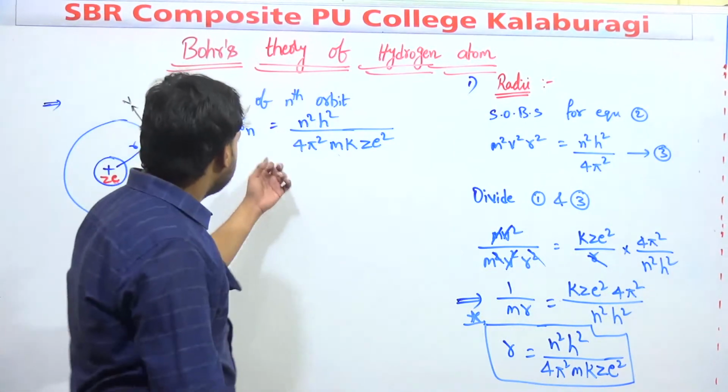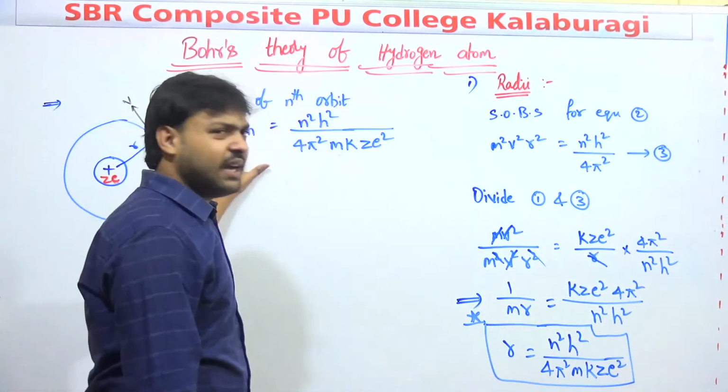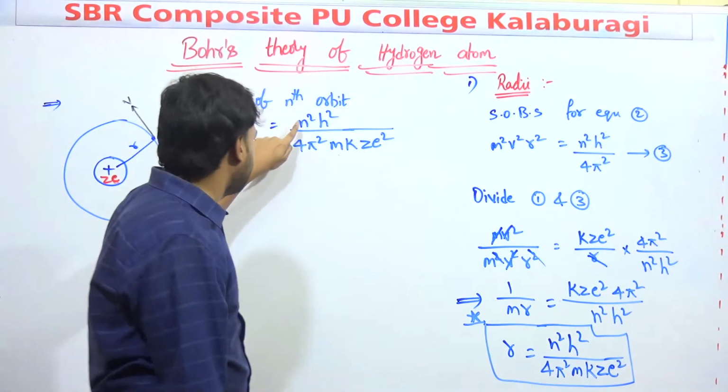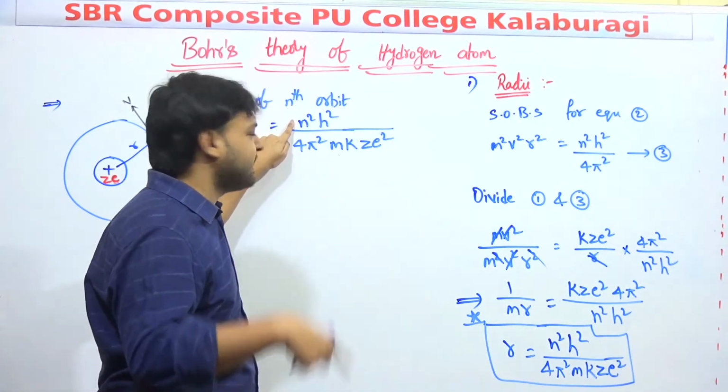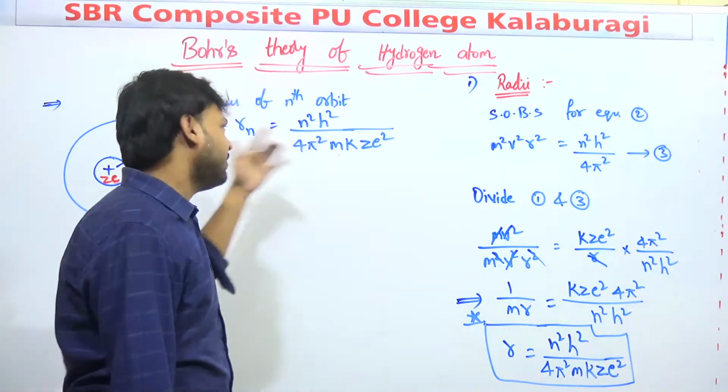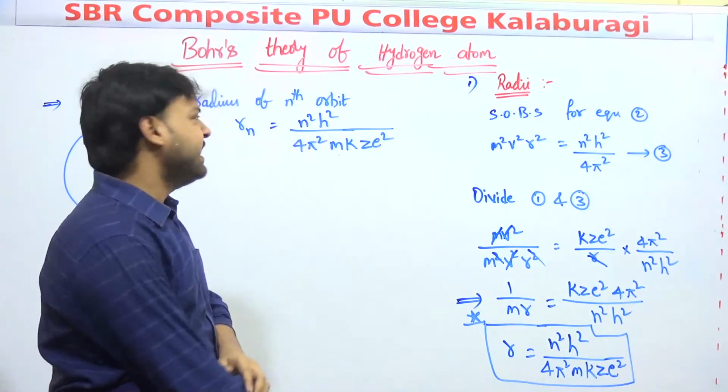Okay, right? So this is for the radius of what? Of the nth orbit. If you want for the first orbit, n value is 1. Second orbit, n value will be 2. Third orbit, n value will be 3. So that is the way you can calculate the radius of the orbit.